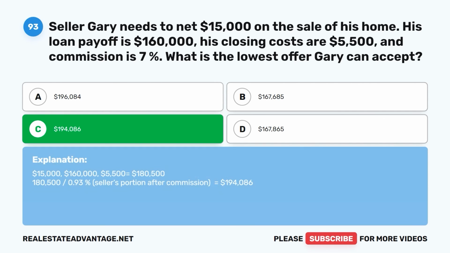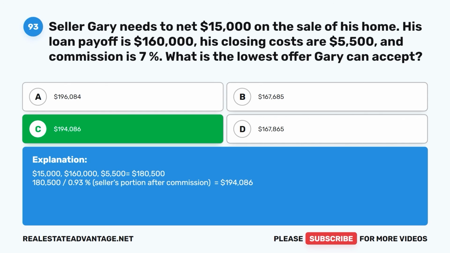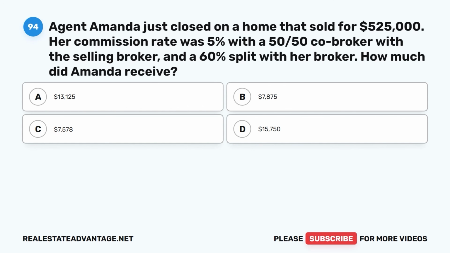$194,086. $15,000 plus $160,000 plus $5,500 equals $180,500. $180,500 divided by 93%, the seller's portion after commission, equals $194,086.